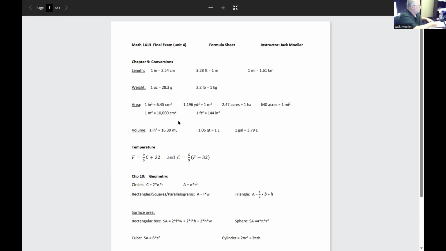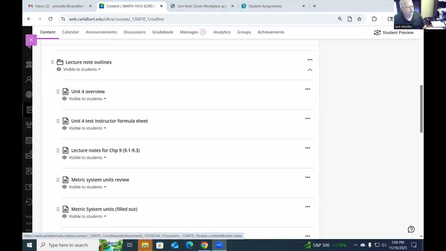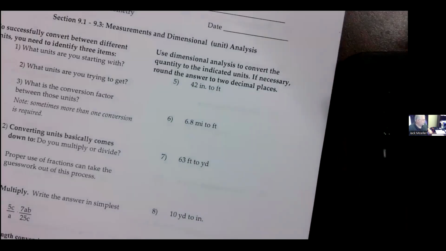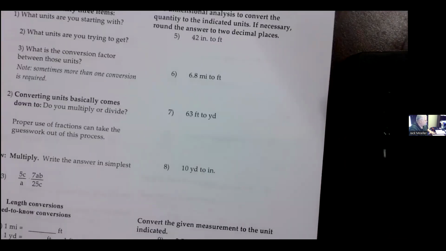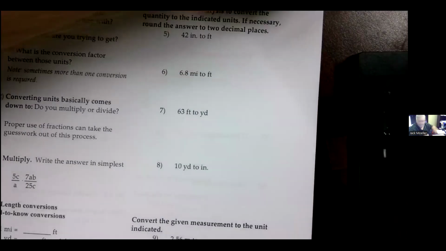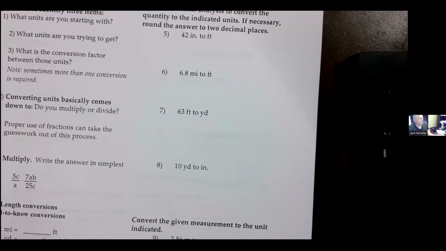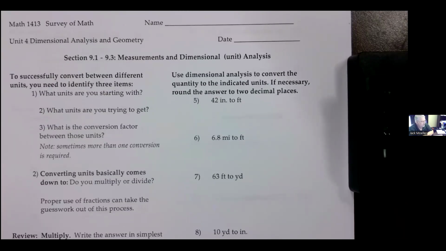That way you get used to using it, and you know what's on it and you know what's not. All right, so let's get into the actual notes for today. What we're going to do today is 9.1, and we're going to talk about measures of length. We've already talked about the metric system in a different video, so I'm not going to review those topics. We're just going to go through and do the conversions. So when we're talking about dimensional analysis, what do I mean by dimensional analysis? The basic idea of dimensional analysis is that we're converting between different units.